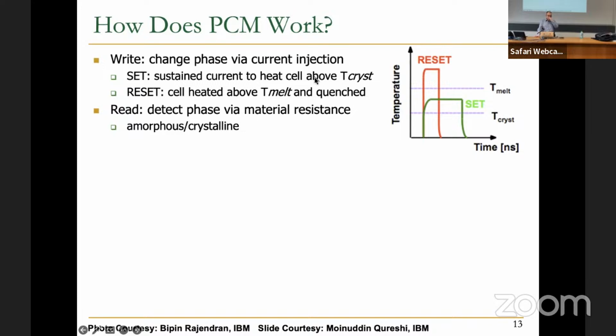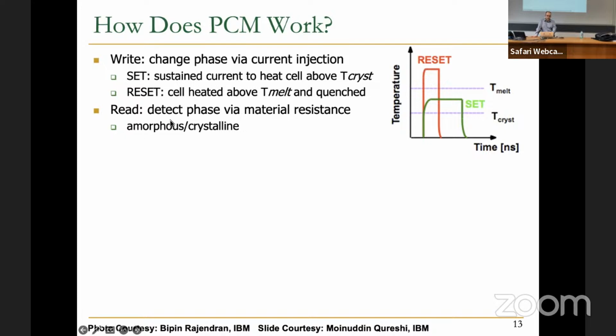So you provide a current, and you need to keep it sustained such that you can heat up that material above the temperature for crystalline. It's very important that you do it for a longer time. So that's the main difference here. For reset operation, you inject quite a high current, so the cell is heated above the melting temperature, and you quickly quench it. And that can get you to, essentially, an amorphous state.